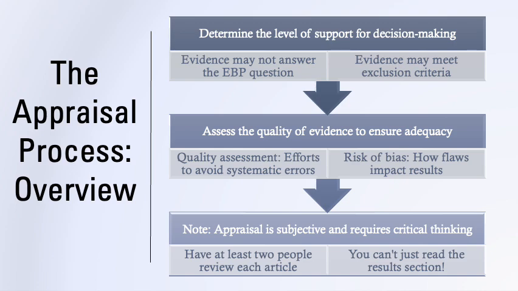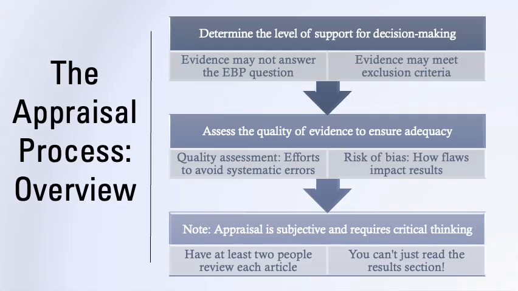When we look at quality, we are looking at both a quality assessment and the risk of bias. You may hear these two terms used interchangeably. However, they are not synonymous. While both address efforts in the design, conduct, and analysis of a study to ensure the findings are valid and reliable, quality analysis evaluates the inclusion of these efforts, and risk of bias evaluates their implications on results.